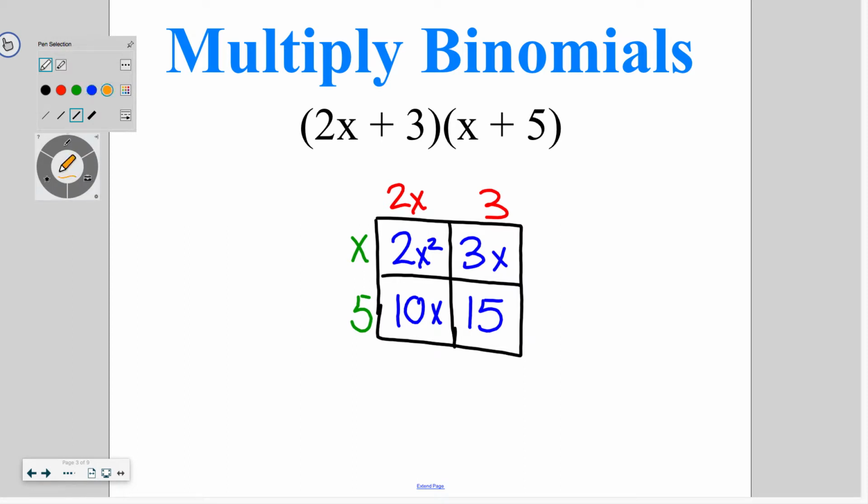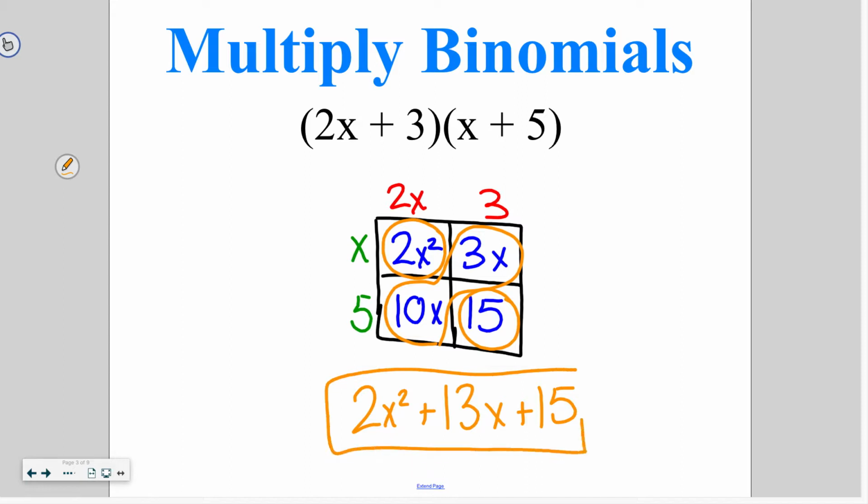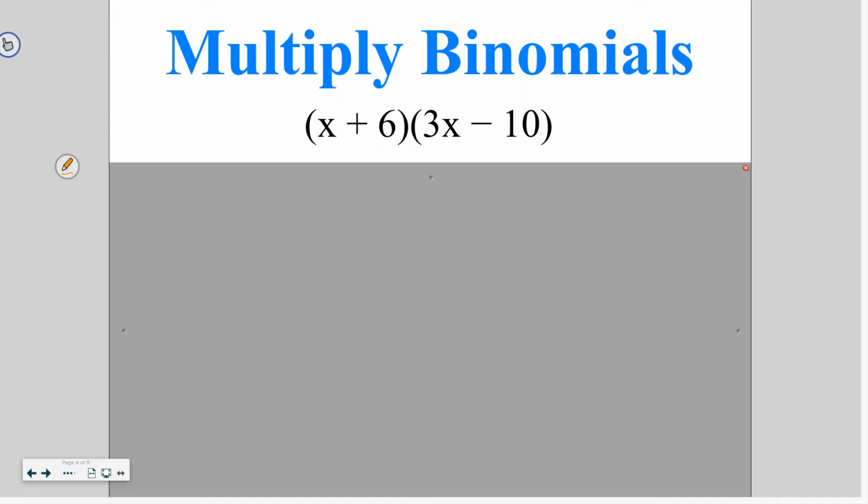Again, combining those like terms, 2x squared is all by itself because it has a 2 in the exponent. 10x and 3x go together because those are both plain x's, so we get 13x. And then again, the 15 is a number all by itself, so we have 15 at the end, giving us a final answer of 2x squared plus 13x plus 15. Go ahead and try this one on your own.